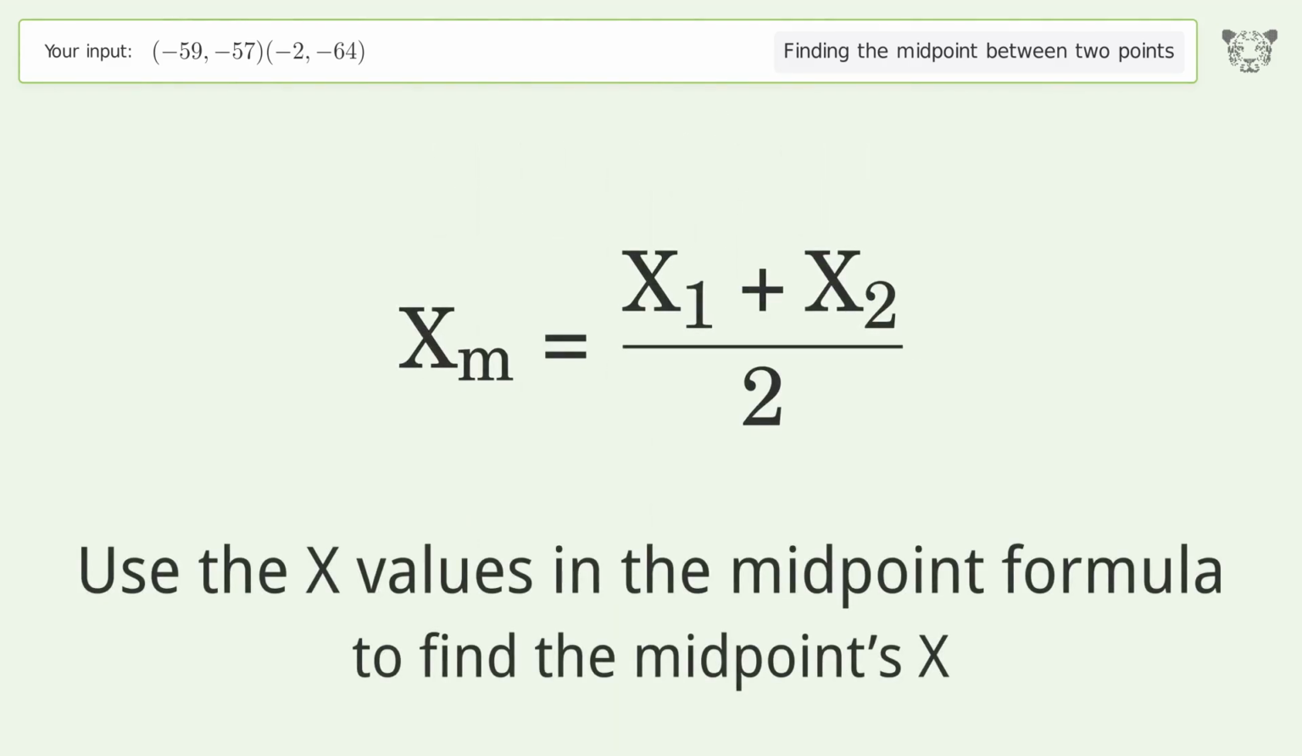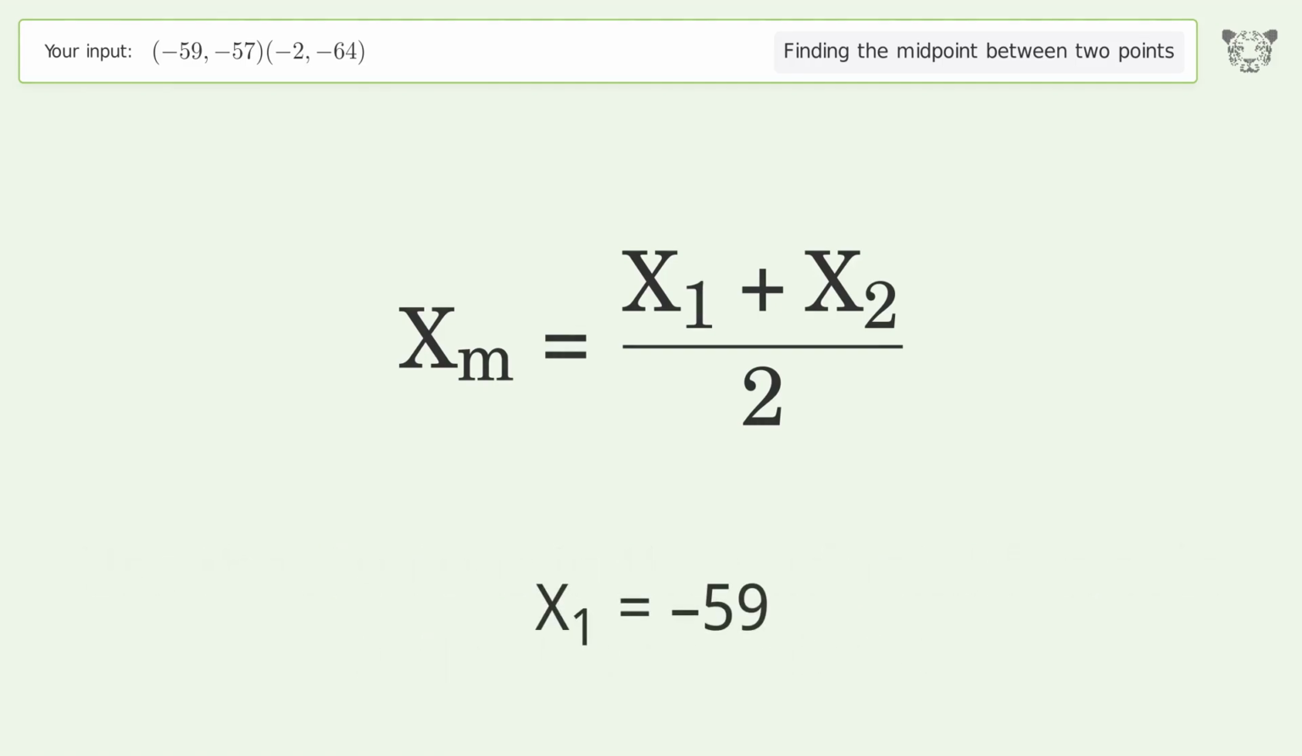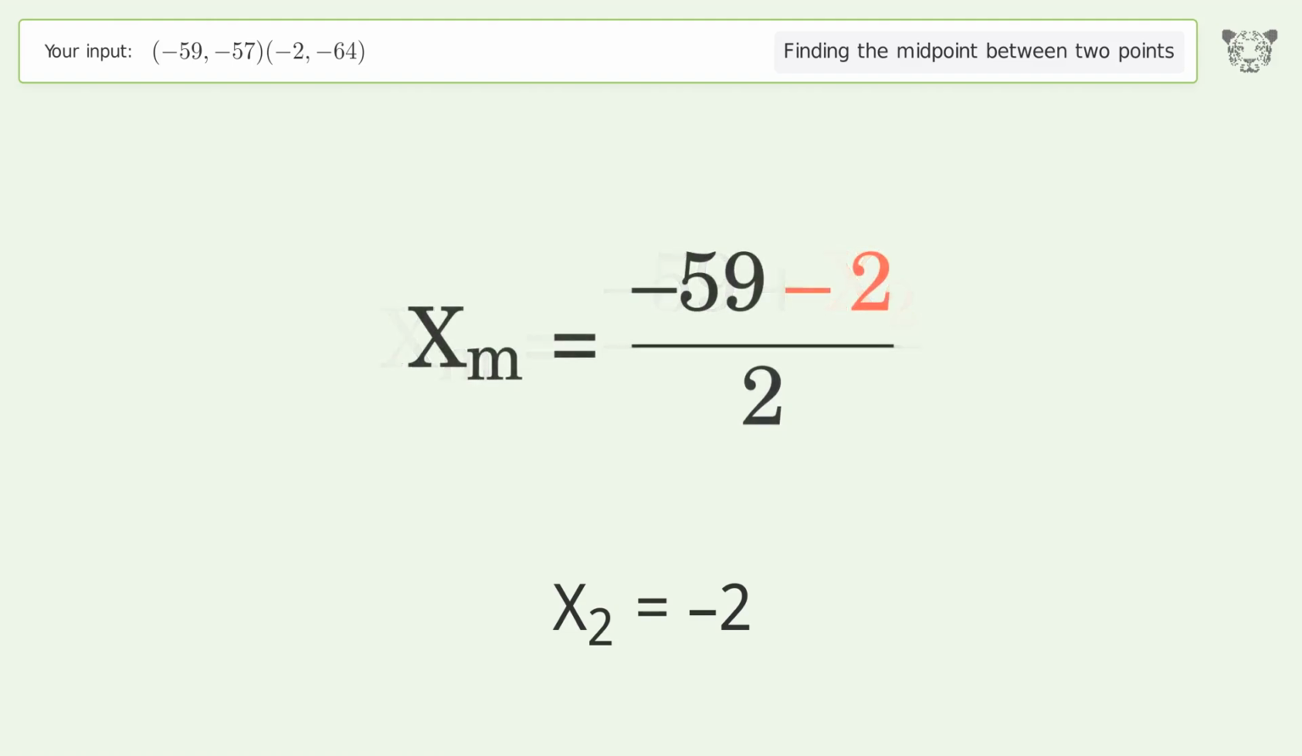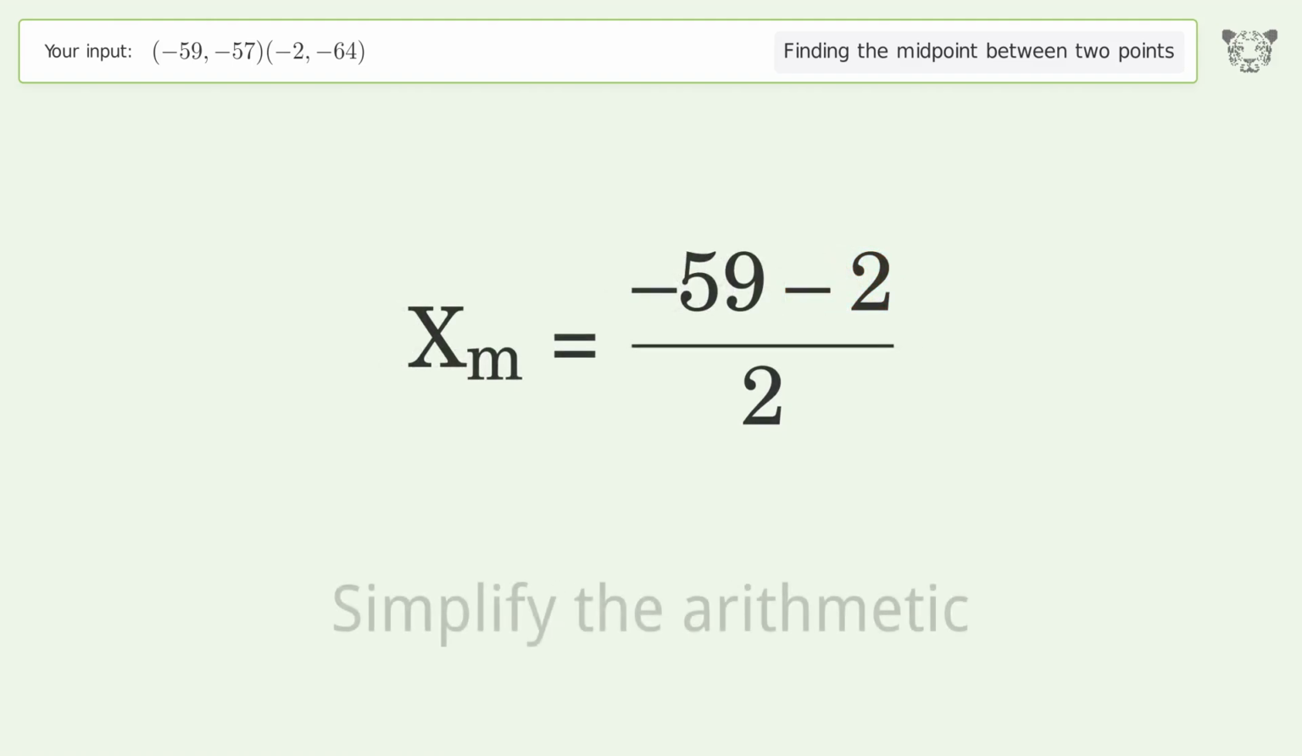Use the x values in the midpoint formula to find the midpoint's x. x1 equals negative 59. x2 equals negative 2. Simplify the arithmetic.